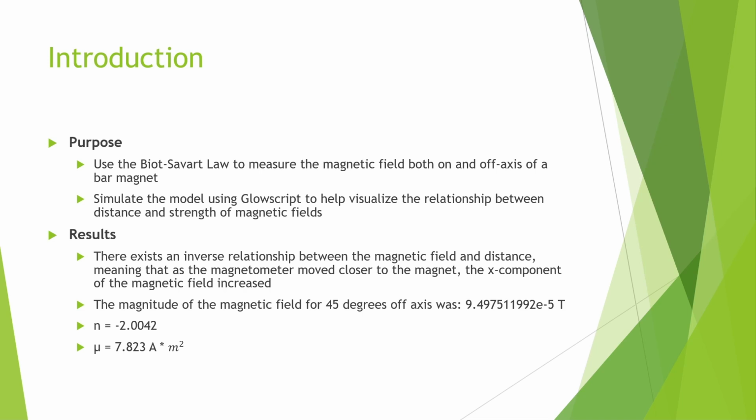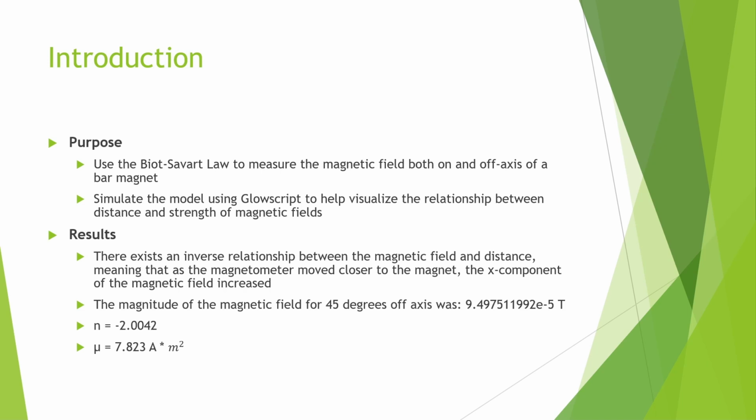So the purpose of this lab was to use the Biot-Savart law in order to measure the magnetic field both on and off axis of a bar magnet. And then once we were able to do that in real time, we used that to simulate the model using a GlowScript to help visualize the relationship between the distance and strength of said magnetic fields.